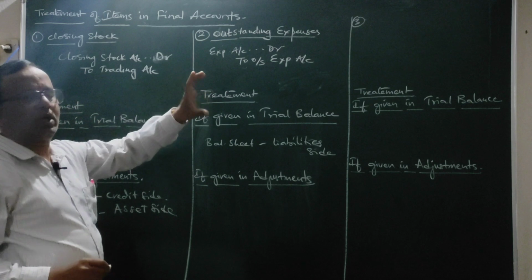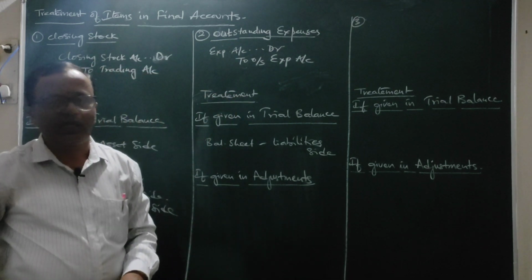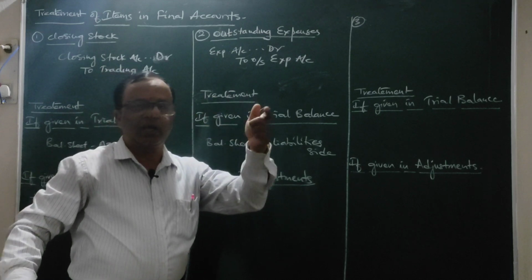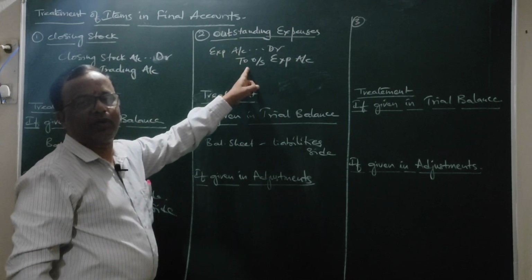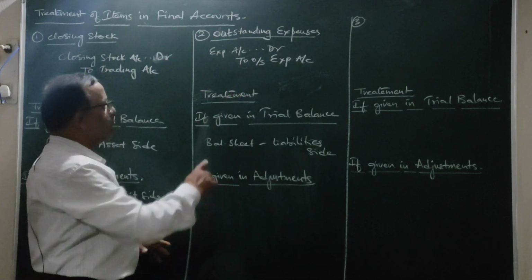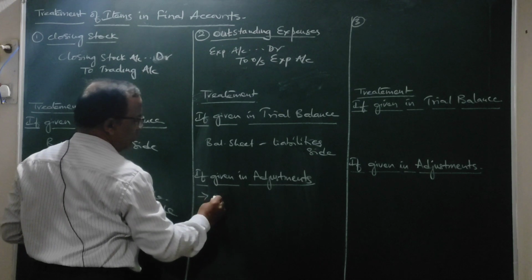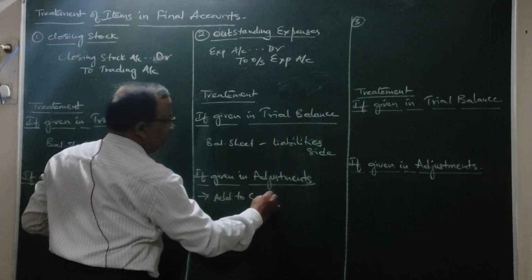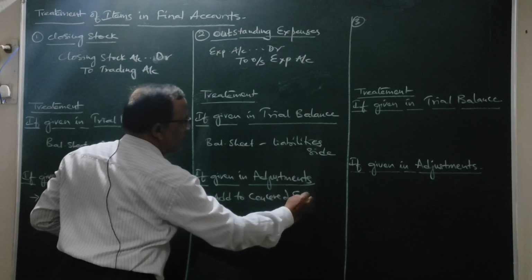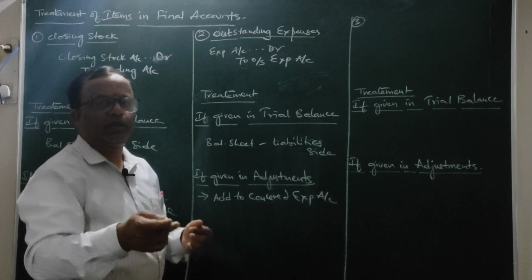Based upon this you can draft the entry for whichever item is outstanding. For outstanding salary, salary account debit to outstanding salary. For wages, wages account debit to outstanding wages. Something like that. So here, if it is given in the adjustments, the treatment you are going to give in the final accounts is, one, add to the concerned expense account. This expense account might be in the trading account or in the profit and loss account on the debit side.